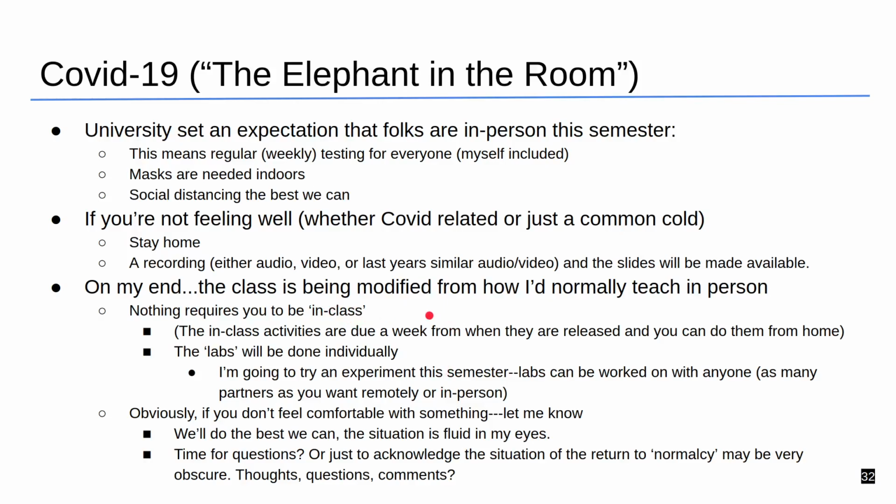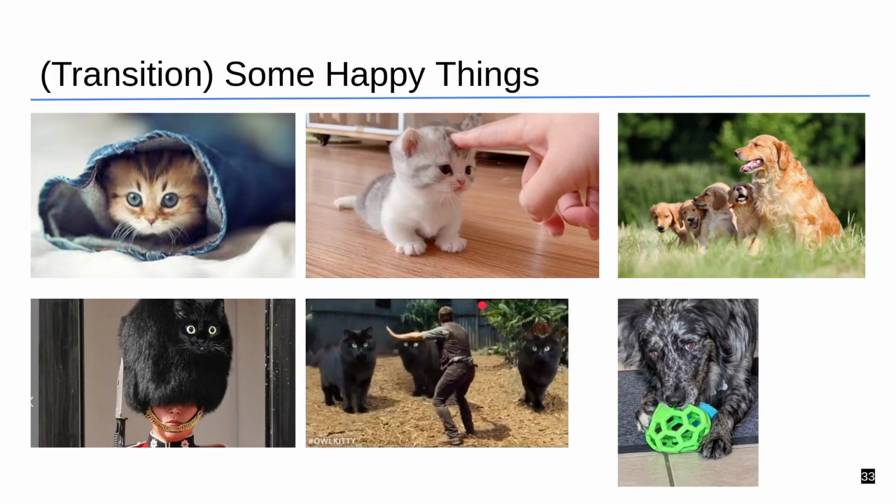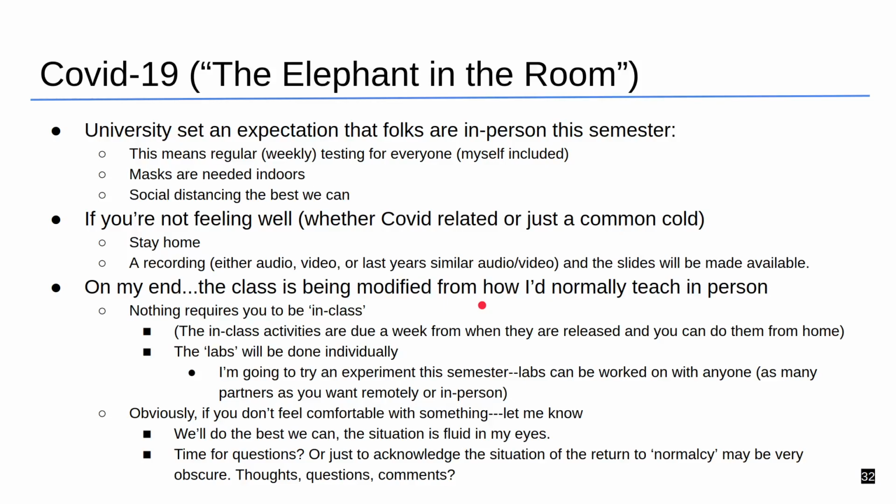In that sense, for in-class activities, you have a week to do them. In-class labs, you have a week until they're due. And then here's the experiment: labs can be worked on with anyone, as many partners as you want, remotely or in person. All right, so again, obviously, if you don't feel comfortable with something, let me know. The situation in the world is fluid. It's always changing. So does anybody have any questions they'd like to address about this?